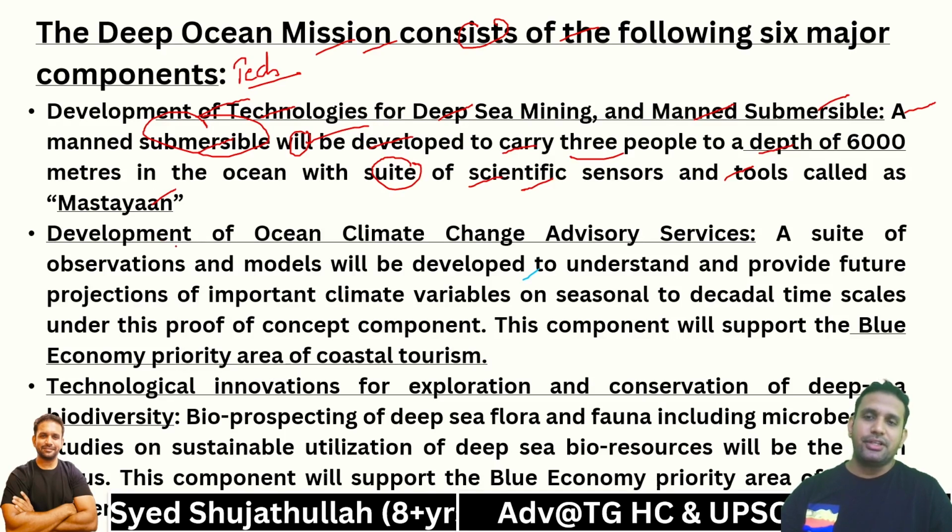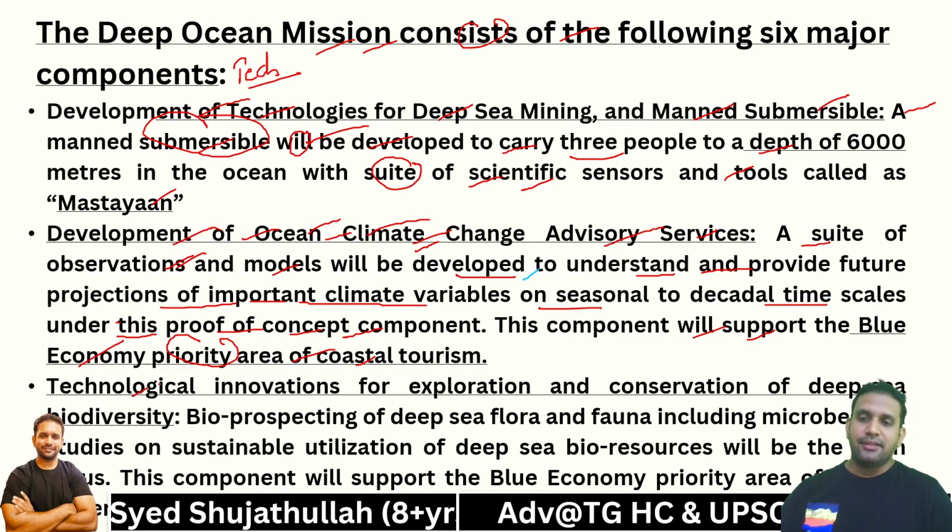Then the second important technology is development of ocean climate change advisory services. A suite of observations, and a suite is nothing but various components and tools attached to a particular group of one particular parameter, and a suite of observations and models will be developed to understand and provide future projection of important climatic variables on seasonal to decadal timescales under this proof of concept component. This component will support the blue economy priority area of coastal tourism. With the help of these ocean climate change advisory services, we will be able to boost our coastal tourism and also boost our economy coming from what?